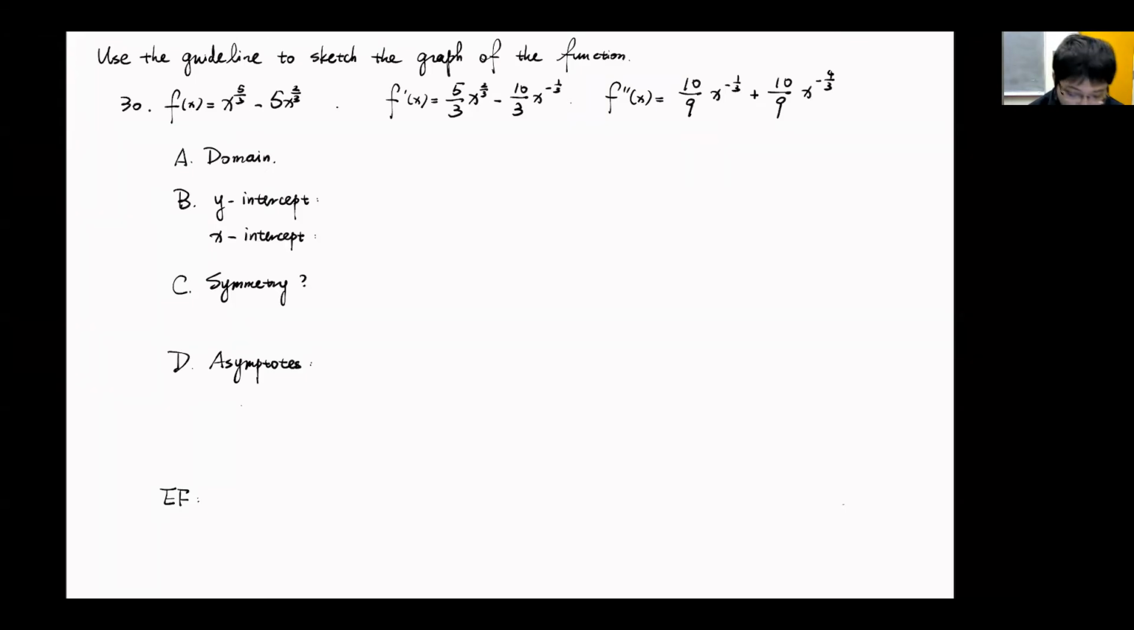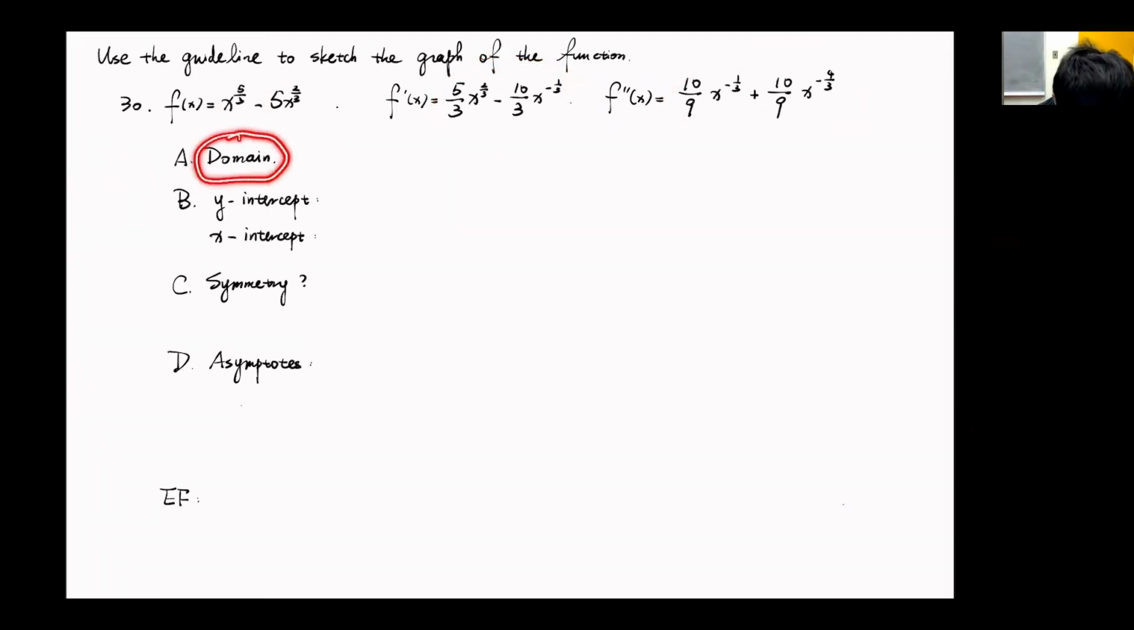Now let's look into number 30. The function is an algebraic function with fractional powers, x to the 5/3 minus 5 times x to the 2/3. The derivatives are very easy in this case because they are power functions. You just get the derivative directly by the power rule.